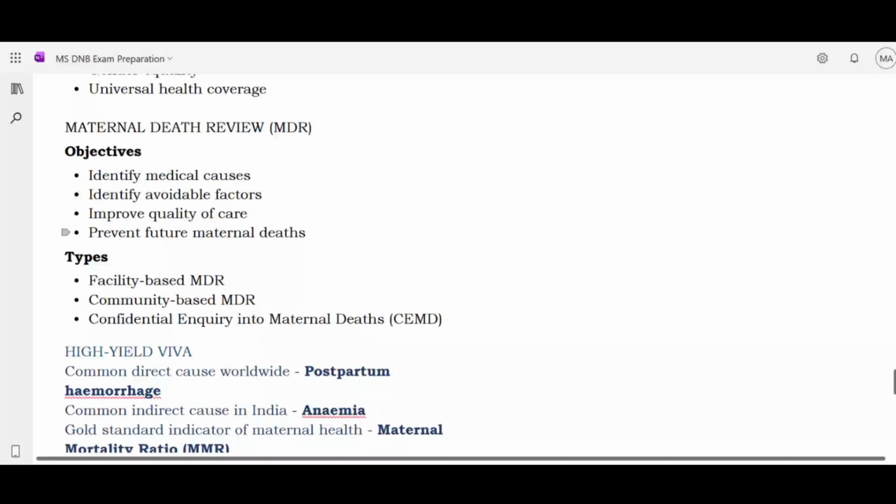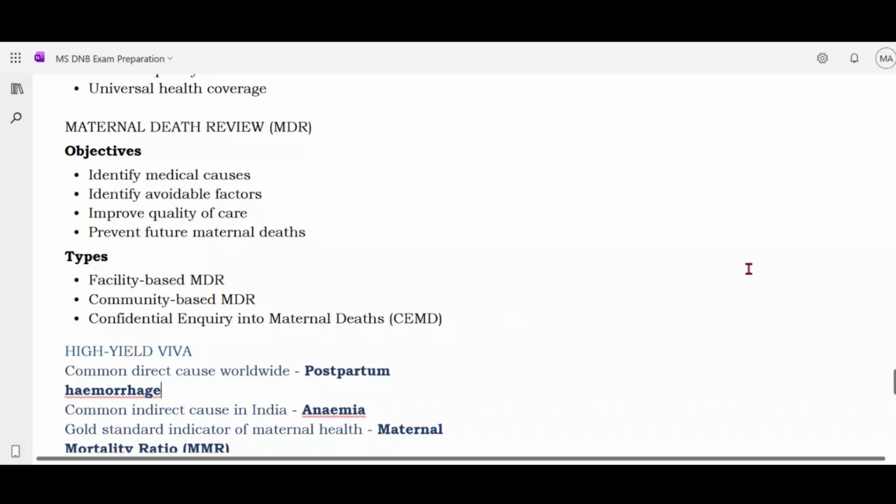Then what are the types of maternal death review? One is a facility-based review. That is the hospital facility where the maternal death has happened. There should be a discussion of that particular case. Then second is a community-based MDR. That will include all the chain of events which are involved in treating that particular patient. And third is a confidential inquiry into maternal deaths. So these are the three different types.